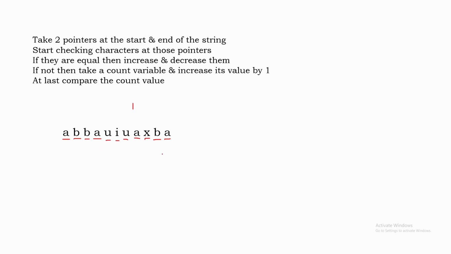Now let's see another example. Let's start comparing B and T. They don't match, so the count variable becomes 1. E and S, they also don't match, so it becomes 2. Now we encounter X with E, they also don't match, and at this point the value of the count variable becomes 3, which is greater than 2. So we don't need to go further, we at once return false.